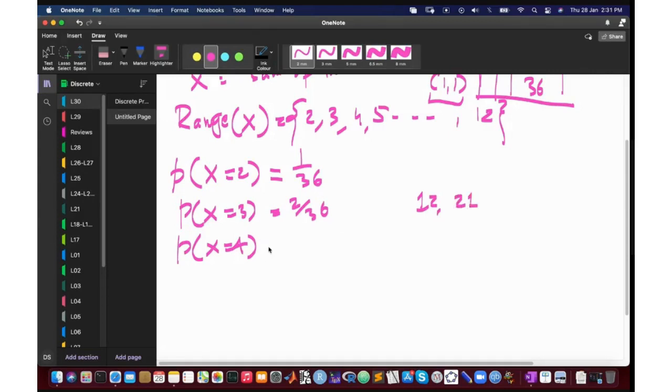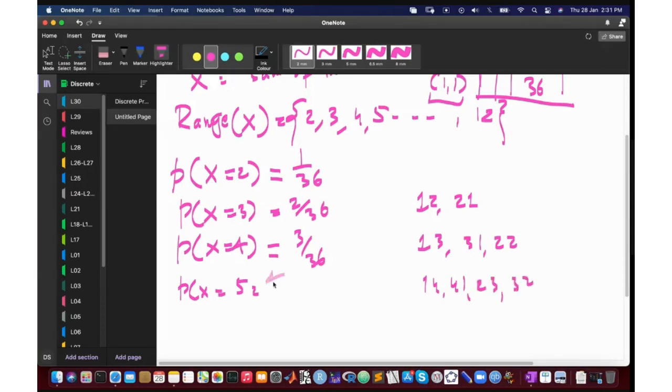What's the probability that it's 4? You can get 1 3, 3 1, and 2 2, and that's it. So 3 out of 36. What's the probability that X is equal to 5? You can get 1 4, 4 1, 2 3, 3 2. So it's 4 over 36.